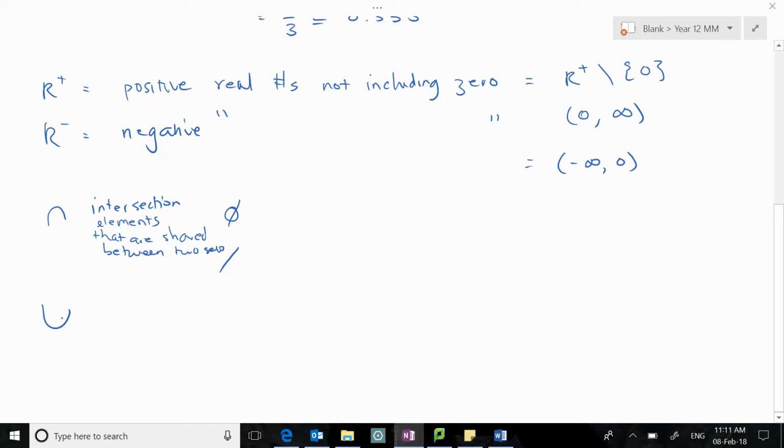What does this symbol mean then? Can I please have, sorry, I forgot your name? Jason. It's union. What does union mean though? Elements that are in either set. In either set. Fantastic.